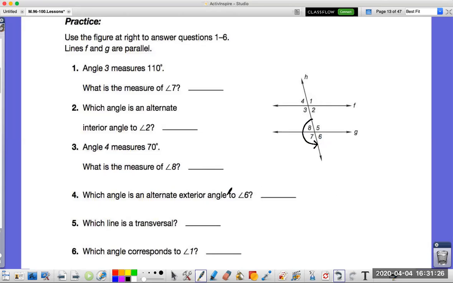And number 4, which angle is an alternate exterior angle to angle 6? And then number 5, which line is a transversal? And number 6, which angle corresponds to angle 1?